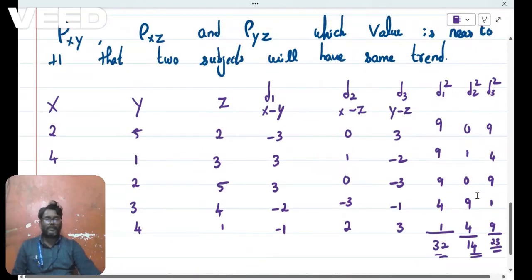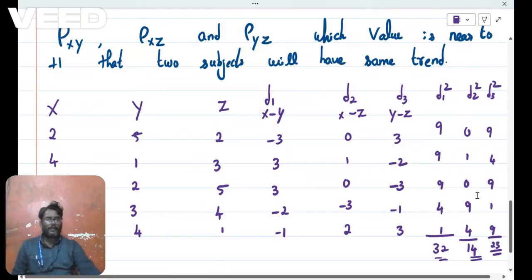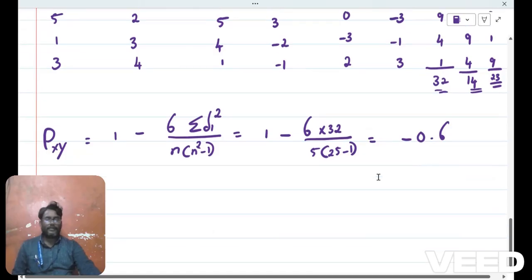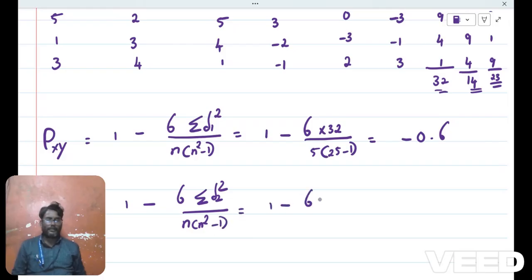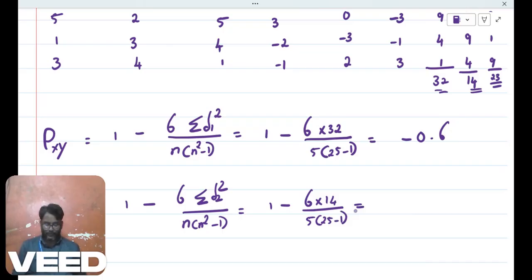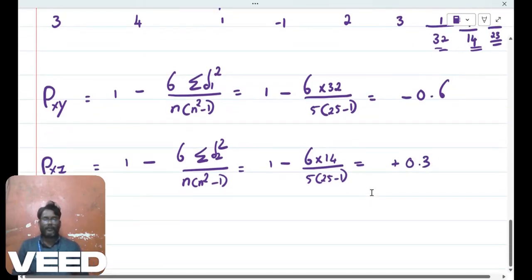here the d2 is between x and z. So rho of x z is equal to 1 minus 6 sigma d2 square divided by n into n square minus 1, which is equal to 1 minus 6 into 14 divided by 5 into 25 minus 1, which is equal to 0.03. This is positive.